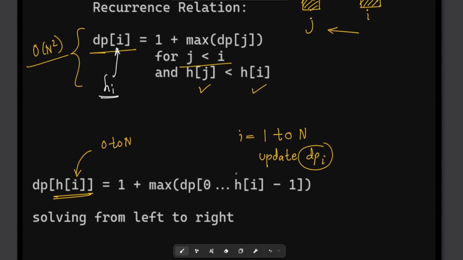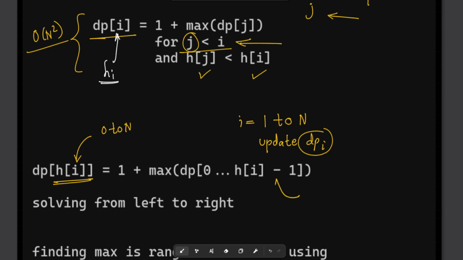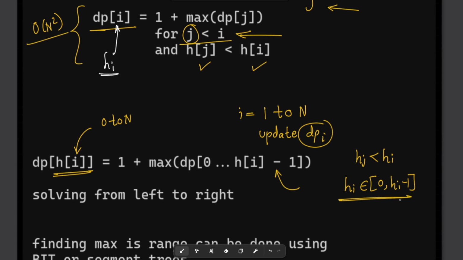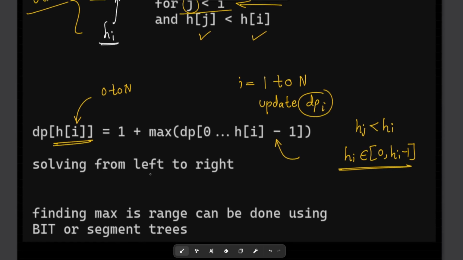and this simplifies because we eliminate the iteration of going over all the indexes j less than I by considering all the previously chosen elements with heights in this range. So we want h of j to be less than h of I, hence h of j belongs to the range 0 to h of I minus 1, since it's less than the height of the index that we're considering, and we're going to solve it from left to right. So this is basically a continuous range. So we need to find the maximum dp value in this region.